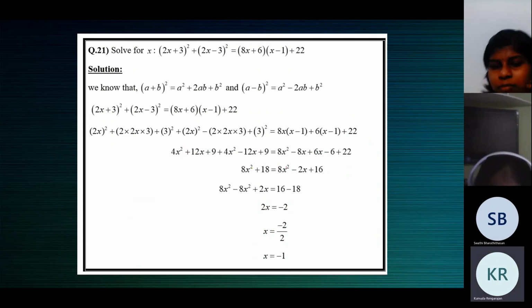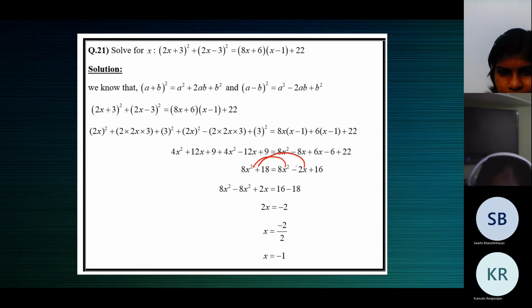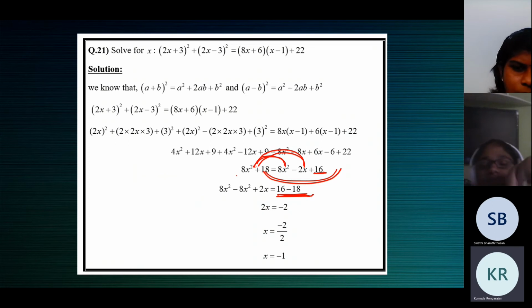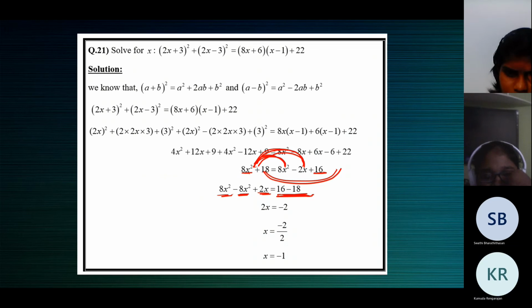Then you gather all the x terms on one side. So this will come here, this will come here. Meaning these two terms from the right hand side will come to the left hand side, and this 18 will go to the right hand side. So on the right hand side, you will have 16 and this 18 will come as minus 18. 16 minus 18. And on the left hand side, you have 8x squared, and these two will come. This 8x squared will come as minus 8x squared, and this minus 2x will come to the other side as plus 2x.